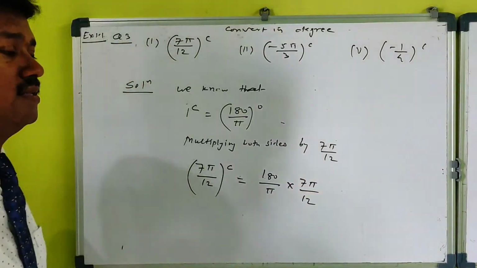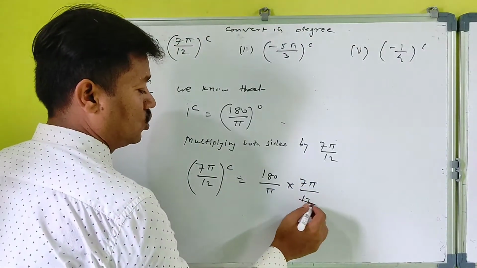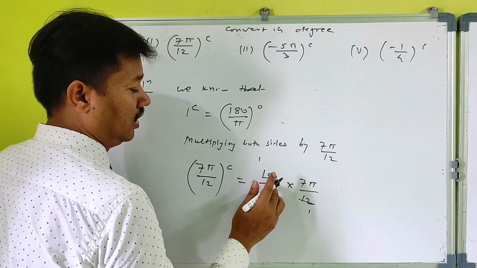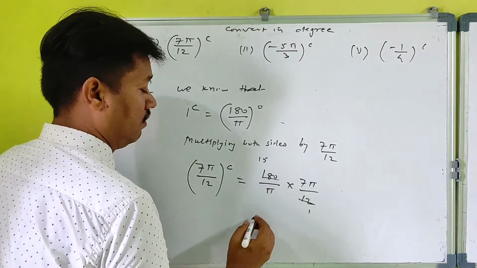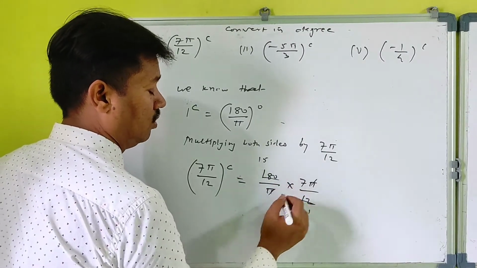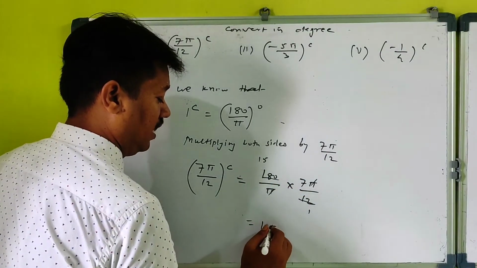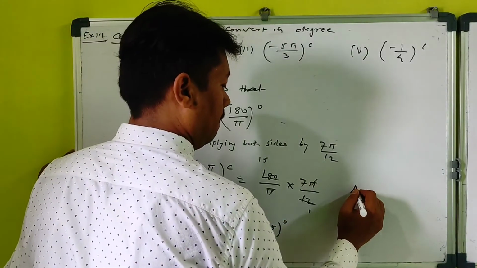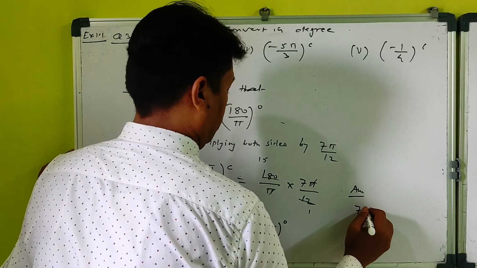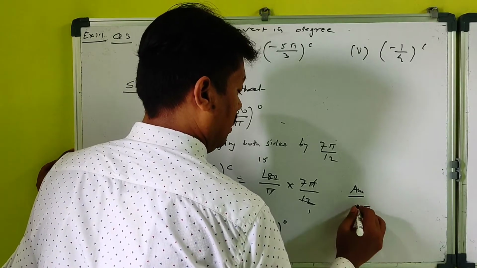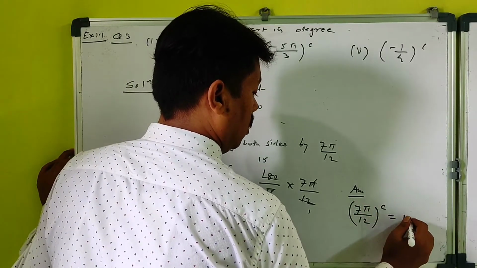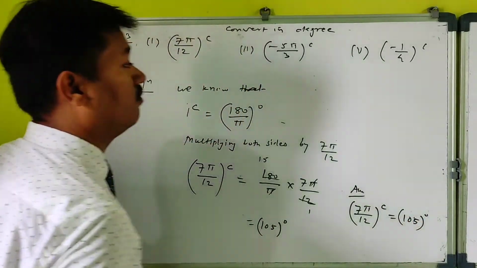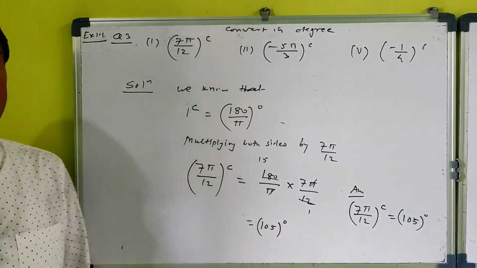Pi cancel हो गया. 12 ones are 12, 1 बचेगा 6... So 15 into 7, it is pi cancel हो गया. That is 105. So here answer for this is इसका answer क्या आएगा? 7 pi by 12 radian is nothing but 105 degree. It is 105 degree. So it's very simple.